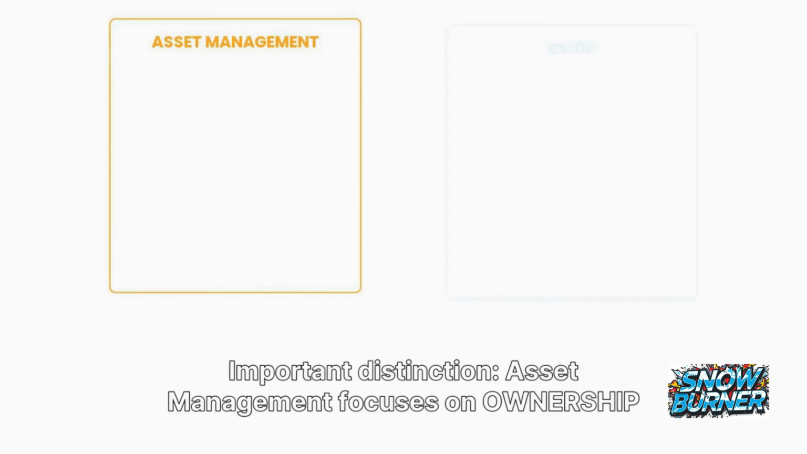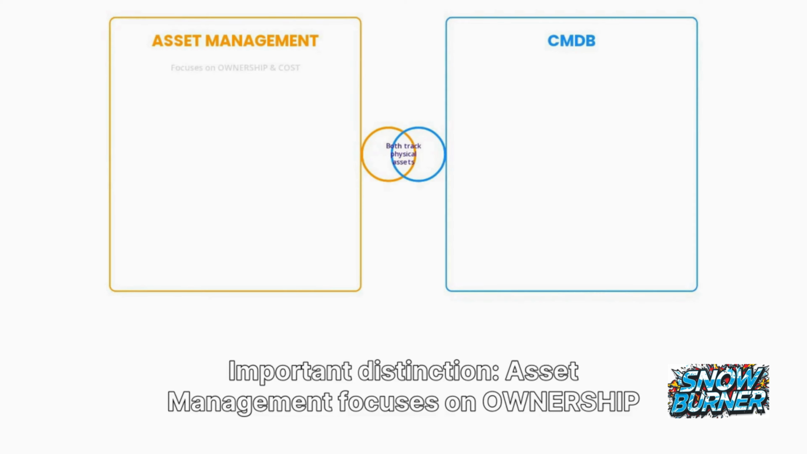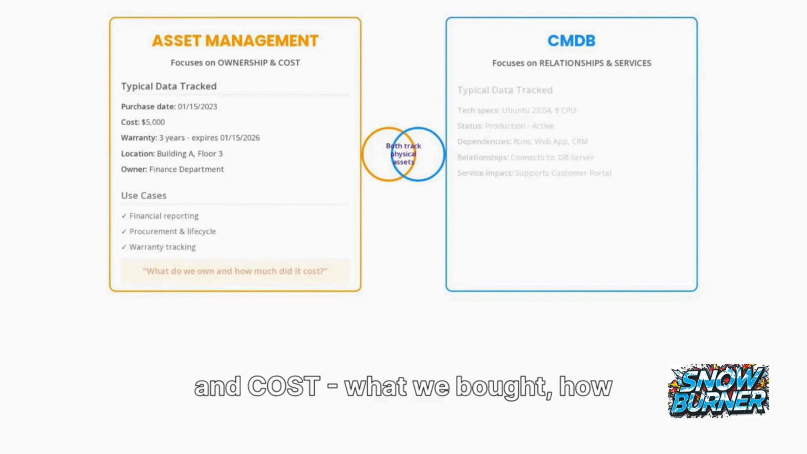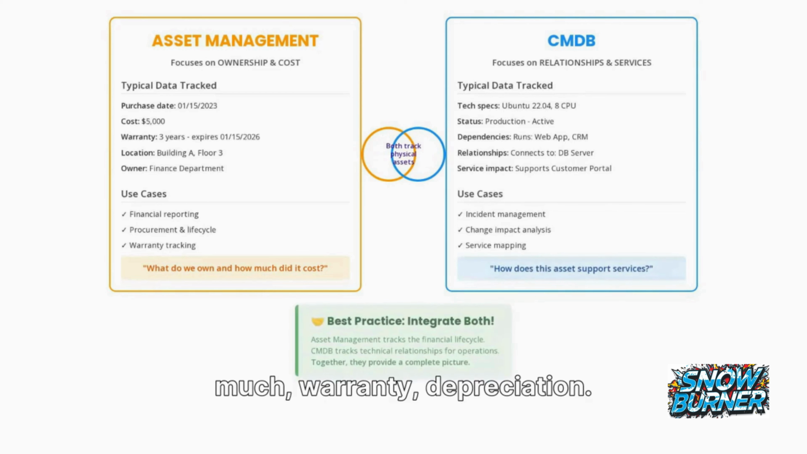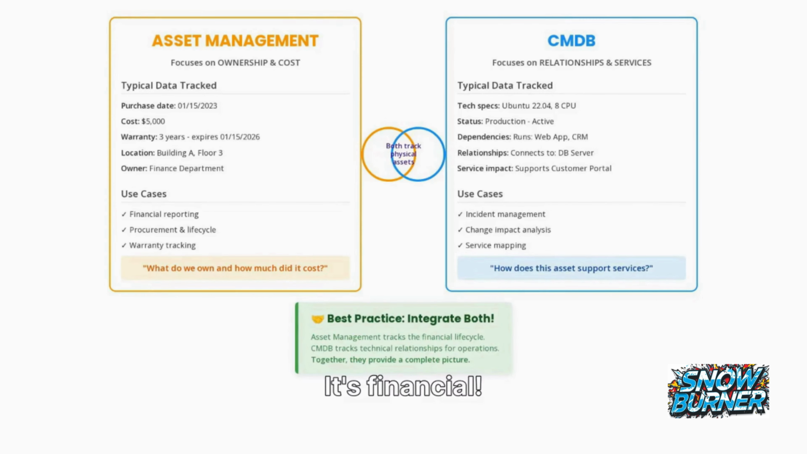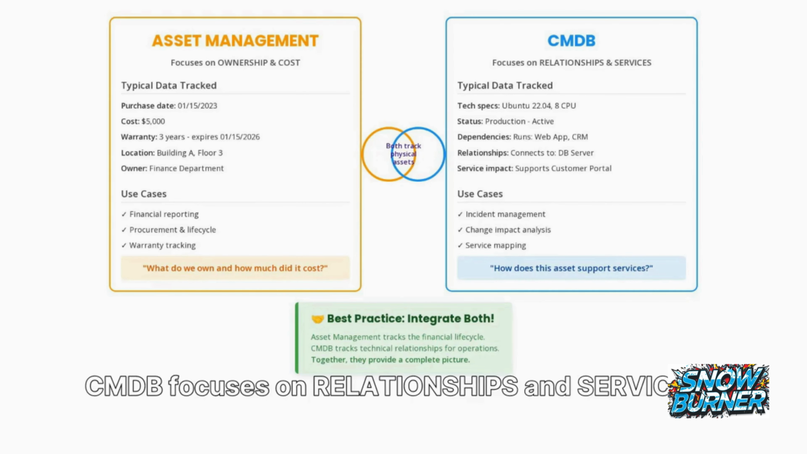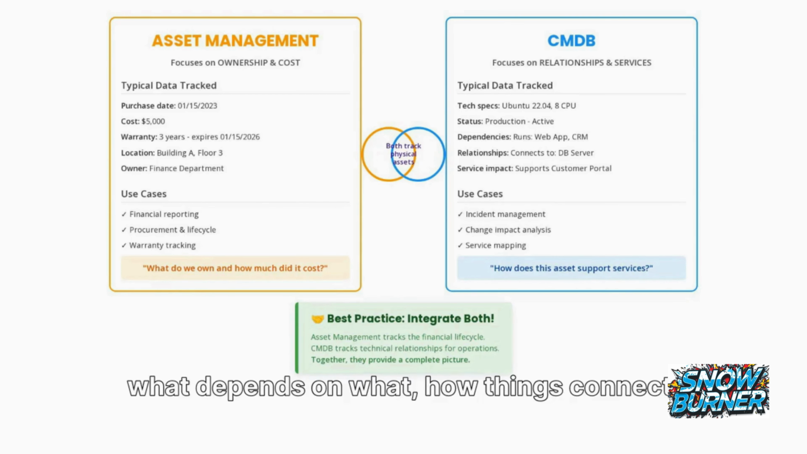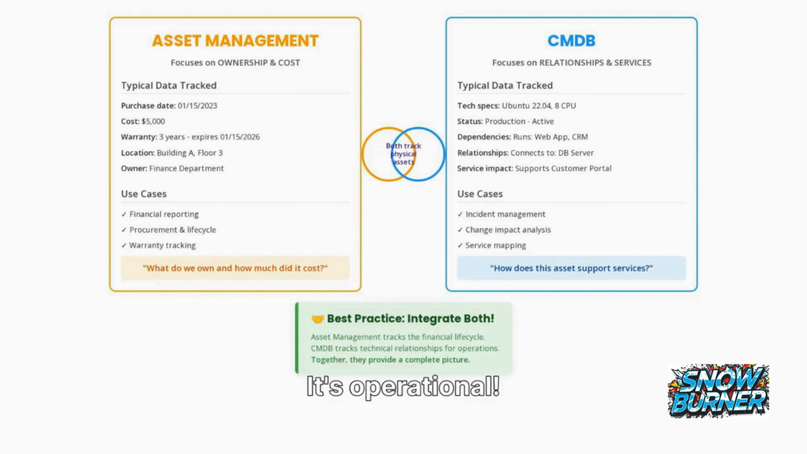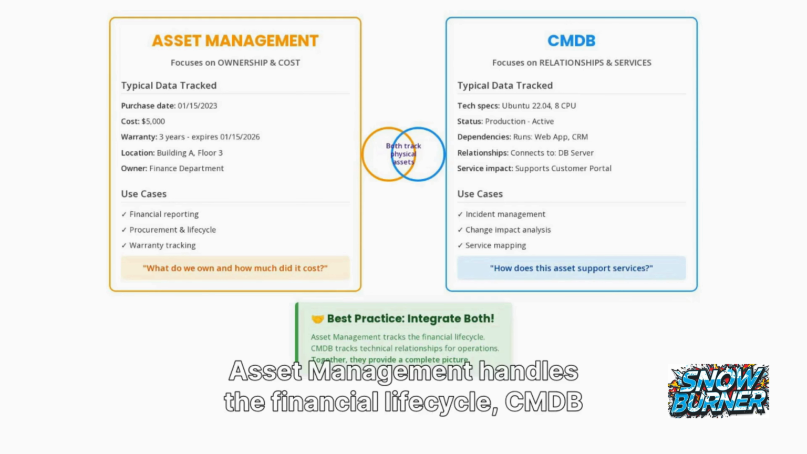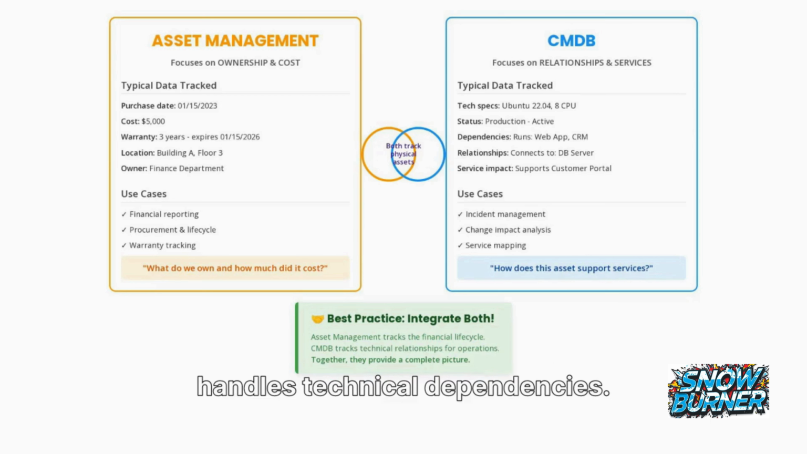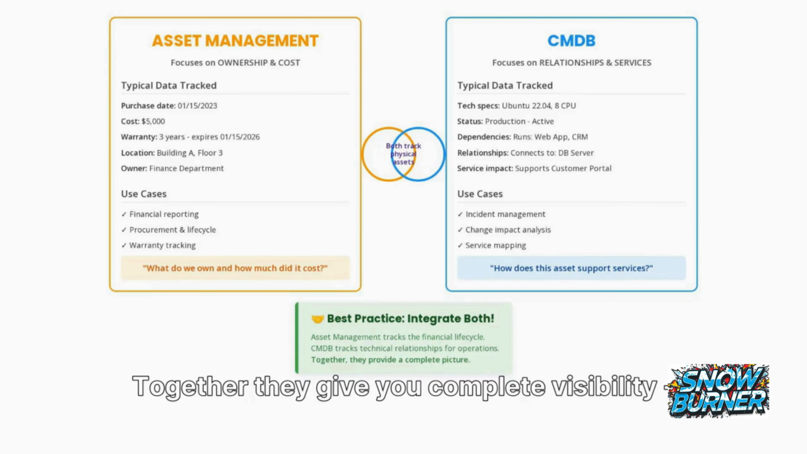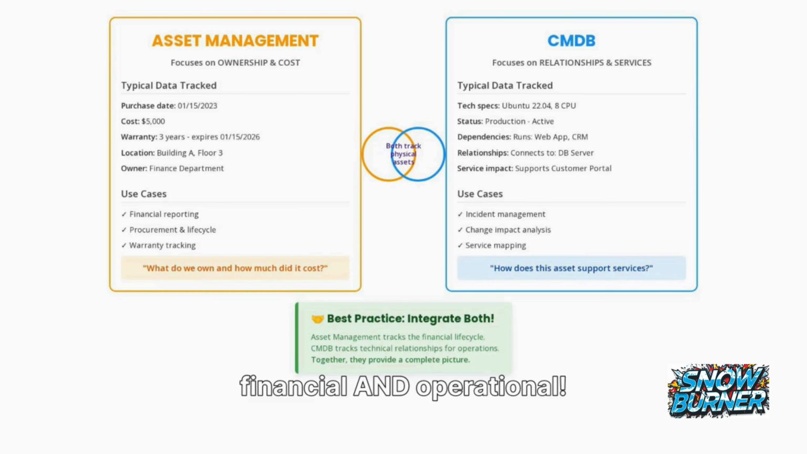Important distinction. Asset management focuses on ownership and cost. What we bought, how much, warranty, depreciation. It's financial. CMDB focuses on relationships and services. What depends on what? How things connect. Service impact. It's operational. Best practice? Integrate both. Asset management handles the financial life cycle. CMDB handles technical dependencies. Together, they give you complete visibility, financial and operational.